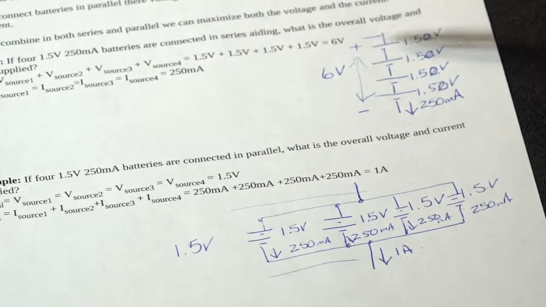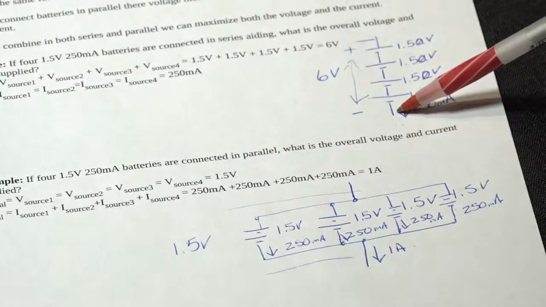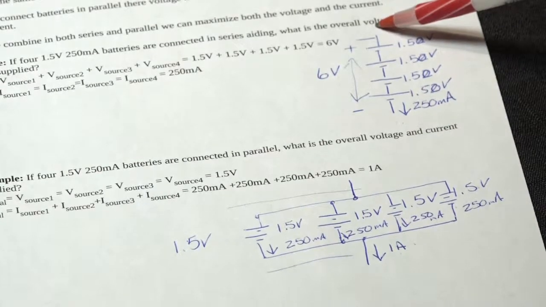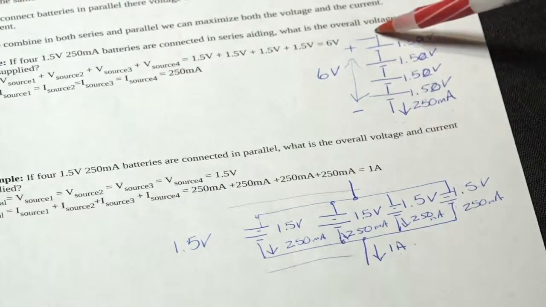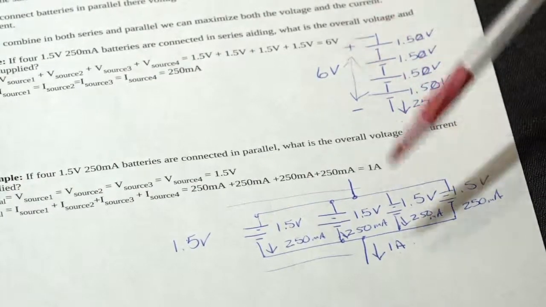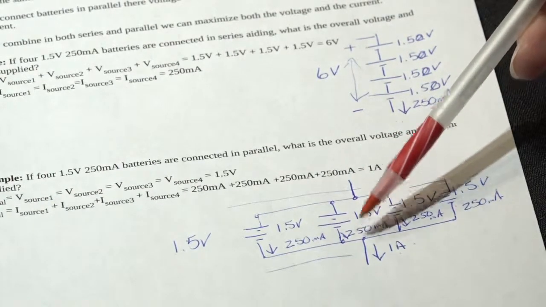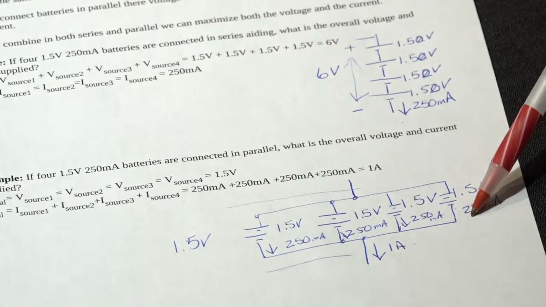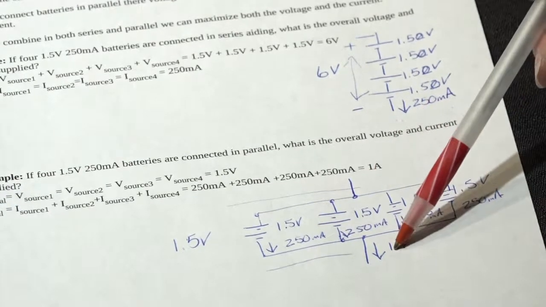Note, when combining things in series, you combine voltages. So you maximize voltage with batteries in series. You maximize the current when connected in parallel.